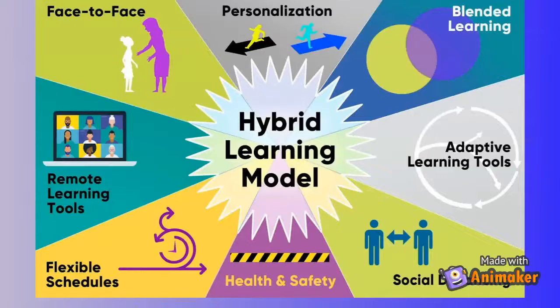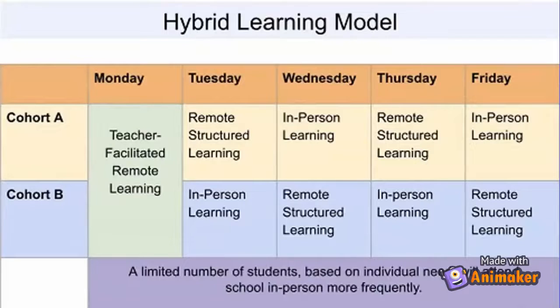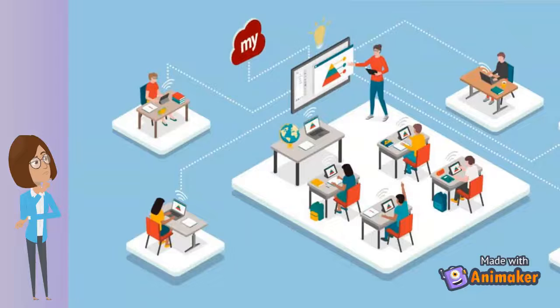As you can see here in this diagram, you can see just how flexible the hybrid learning model is. You have remote tools, flexible schedules. It even takes into account safety measures. This here is an example of a schedule where you see some are going to be served online and you see some that are in person. And you can see that it changes from day to day. This is what it would look like. Some students would be in the class, some are actually seeing the same lesson from home.